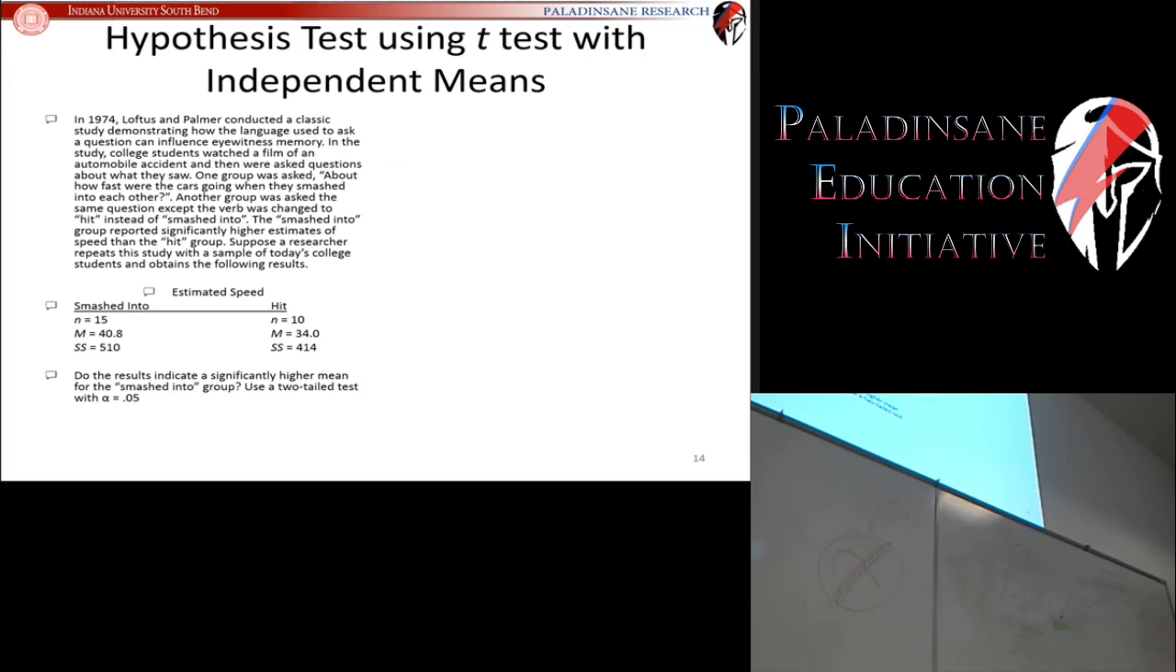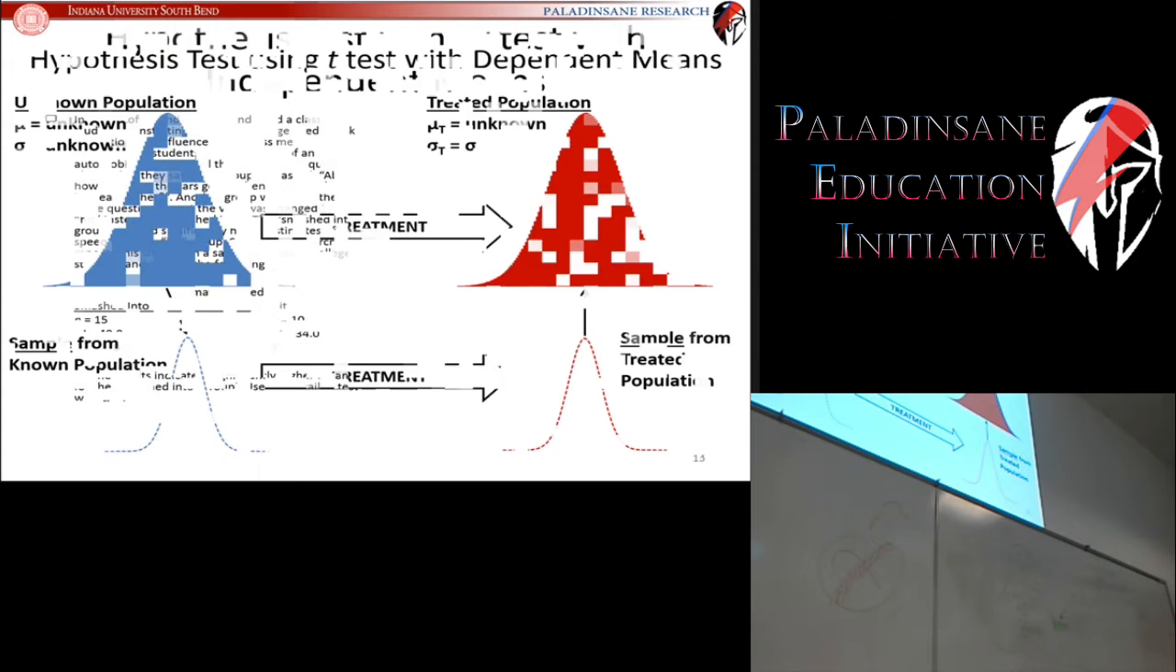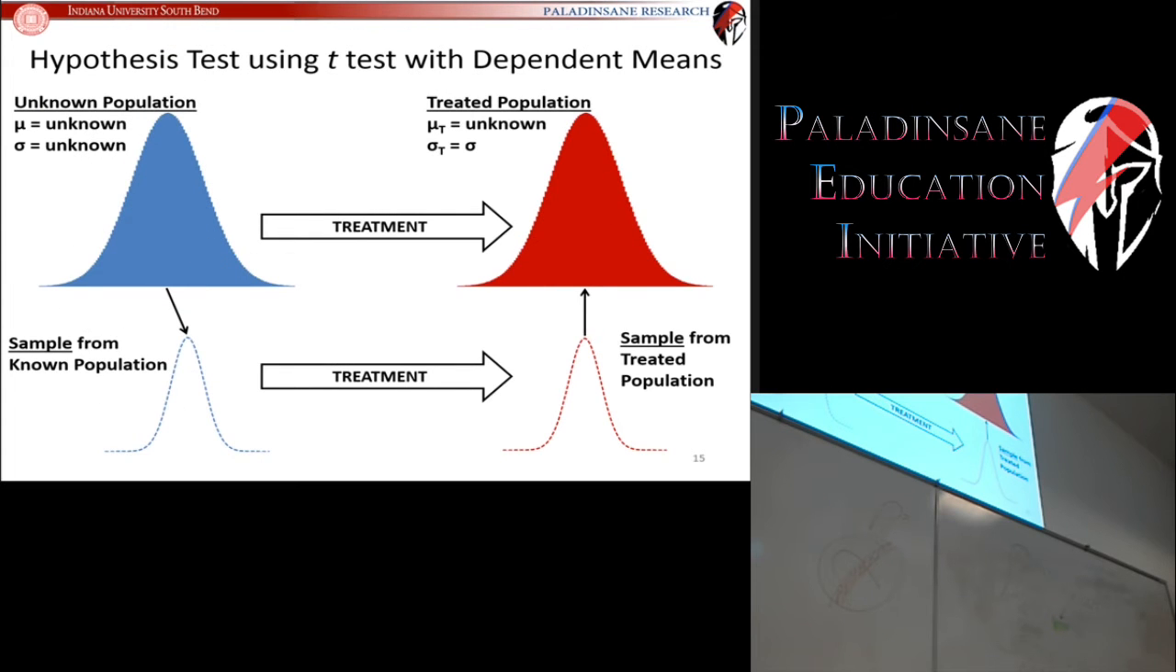Suppose a researcher repeats this study with a sample of today's college students and obtains the following results. So we have 15 subjects in the smashed into group, mean miles per hour of 40.8. 10 subjects in the hit group, mean miles per hour of 34. Do the results indicate a significantly higher mean for the smashed into group? Use a two-tailed test with an alpha of 0.05. So once again, for SPSS, before we get there, the setup that we're doing right now is different than our t-test for dependent means.